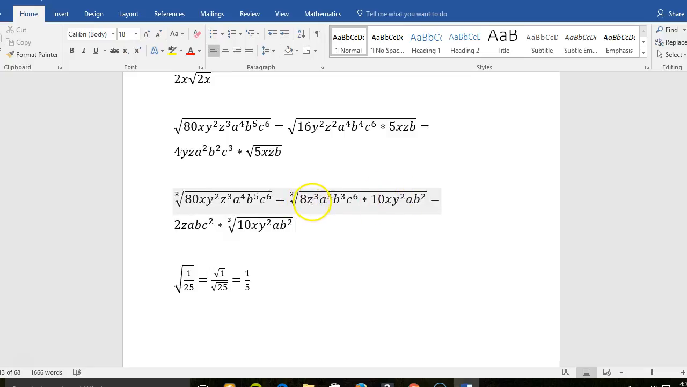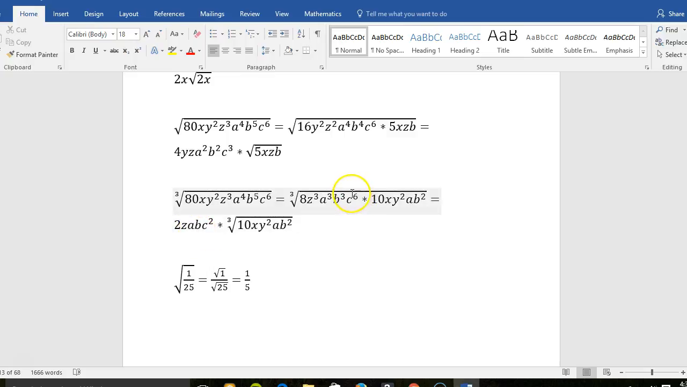So we got 8, and we had all this times all this in the recycle pile. Now the cube root of 8 is 2. Remember, you do the honest cube root of 8, but then for the exponents you divide by 3. Z cubed becomes z when it comes out. A cubed becomes a when it comes out. B cubed becomes b when it comes out.